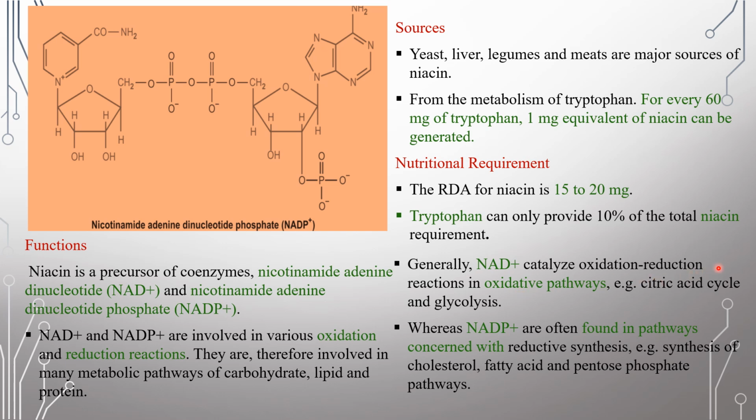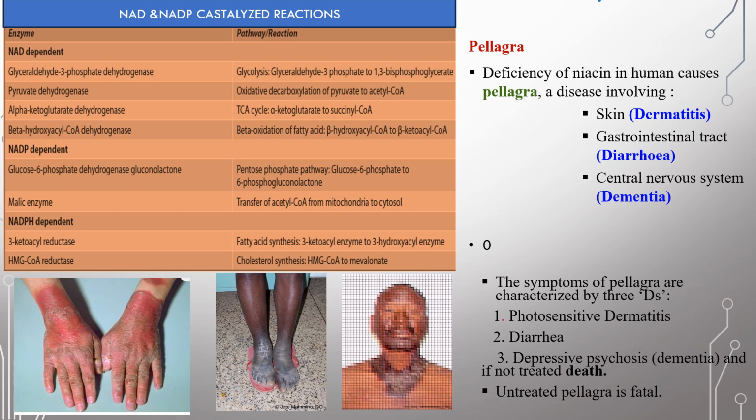Generally, NAD catalyzes oxidation reduction reactions in oxidative pathways such as the citric acid cycle and glycolysis. So we will see here how. In this table, we'll see which reactions are catalyzed or mediated by NAD and NADP, and which enzymes have NAD and NADP as coenzymes. So NAD dependent reaction, glyceraldehyde 3-phosphate dehydrogenase. This is the enzyme of glycolysis, and it converts glyceraldehyde 3-phosphate to 1,3-bisphosphoglycerate.